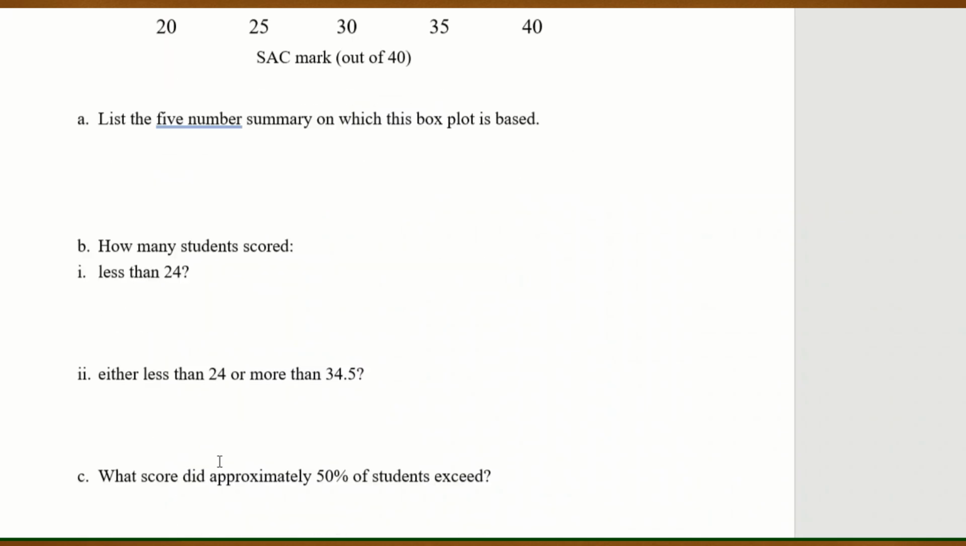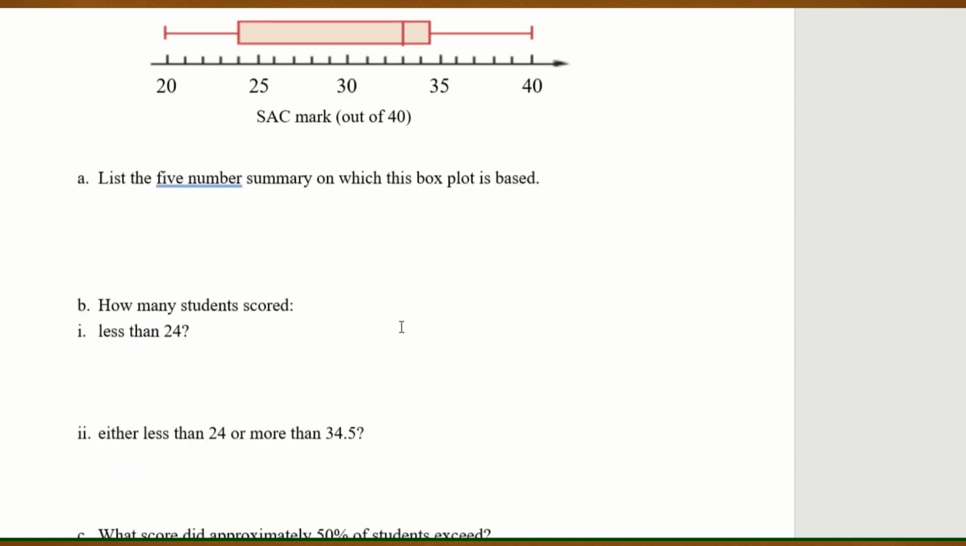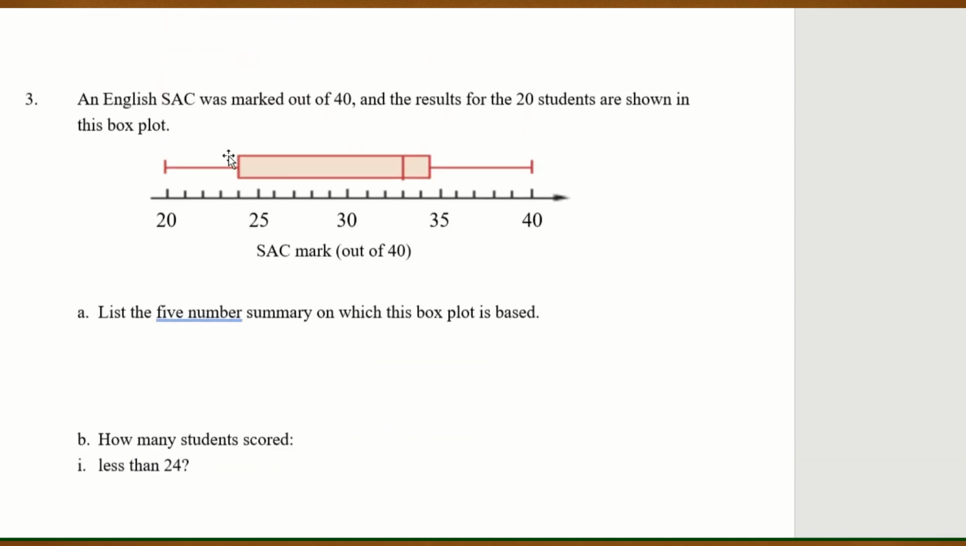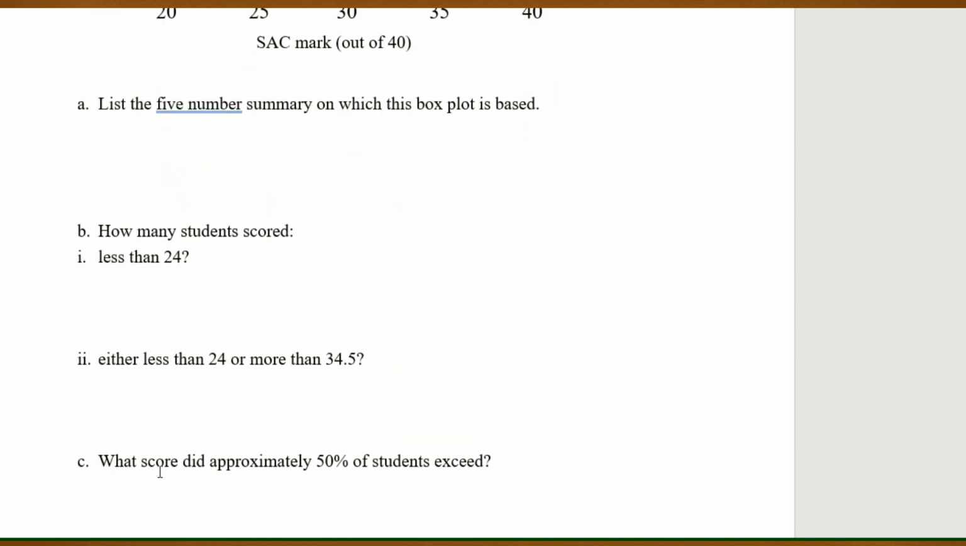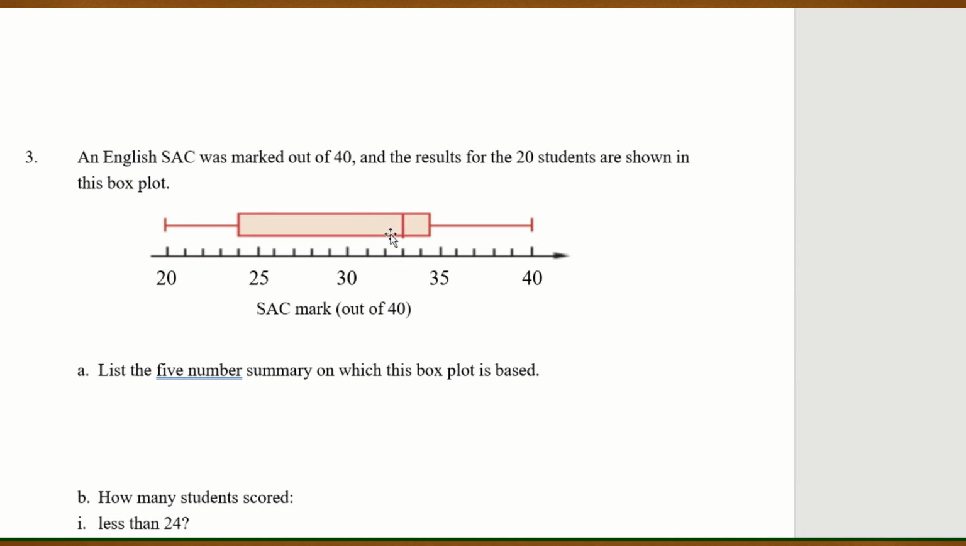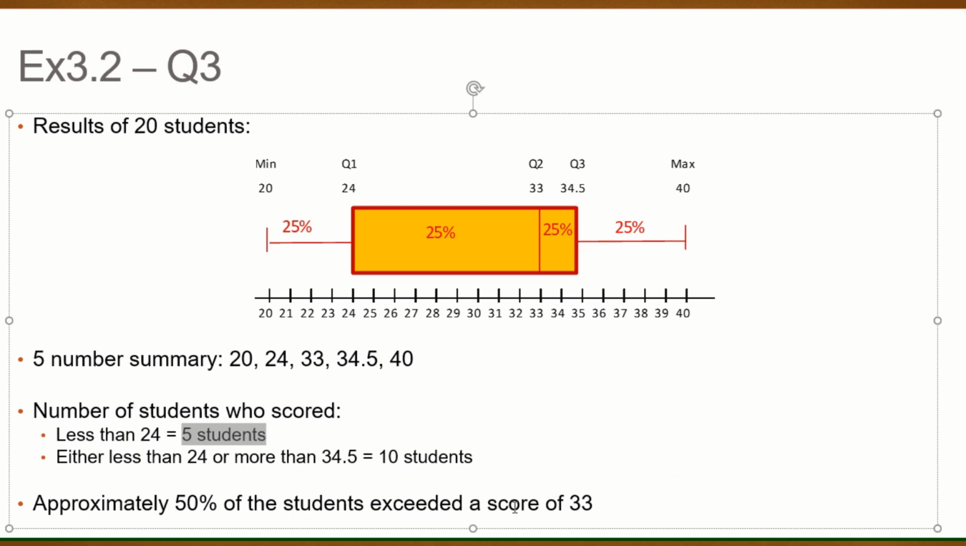Either less than 24 or more than 34. That means either this part or this part. So 25% plus 25% is 50%, which is half of the students. 50% of 40. What score did approximately 50% of the students exceed? 50% is your Q2. What's your median? What's your median here? 33, right? So the 50% exceeded a score of 33.